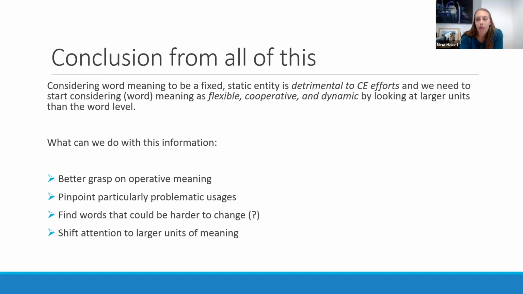What we can do with this kind of information that I've been talking about, these word embeddings, is help grasp the operative concept, the operative meaning, pinpoint problematic usages, and potentially use it to try and locate words that might be harder or easier to change. But like I said, this is still an idea. And more importantly, it shows us that we need to look at larger units of meaning to show how we actually use the words that we're meaning to change.